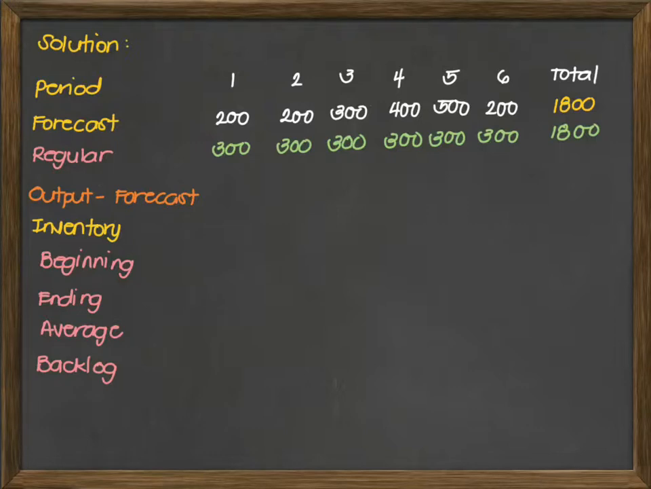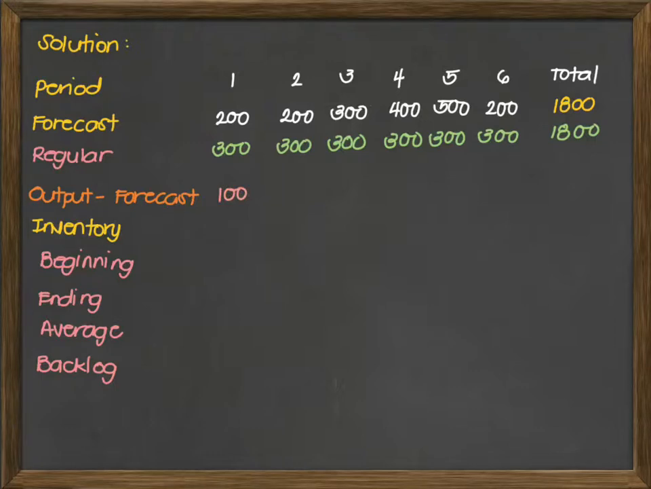So the next row that we are going to fill in is the difference between the output and the forecast. Now, take note that if your output minus forecast is positive, ibig sabihin, mapapapunta ito sa ating inventory. Kapag negative naman siya, kailangan malaman natin kung meron ba tayong extra inventory to cover that difference, or kapag wala tayong inventory to cover that, pupunta naman siya sa backlog.